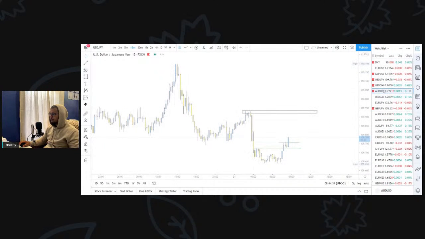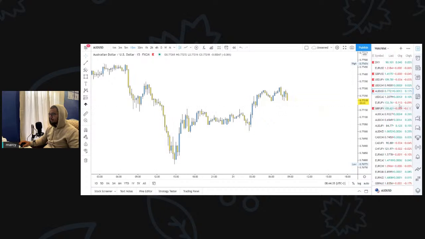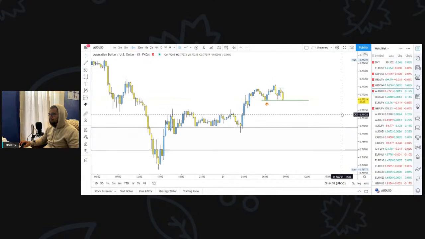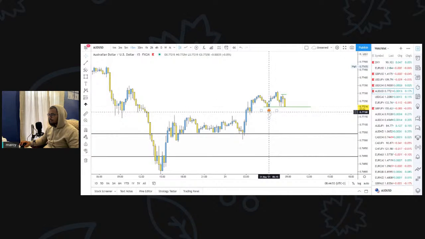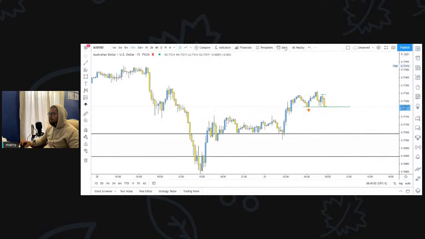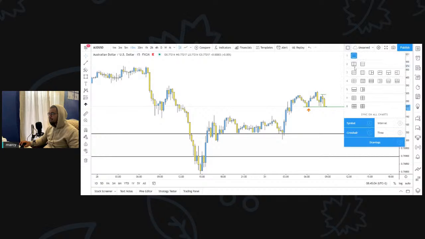AUD USD. Come on, break this. I like AUD USD a bit more just because of the AUD weakness, and then what we can see is USD strength too. So if we can just get a break below this key level right here, this will be really nice. Let's do this. Okay, that is momentum right there.